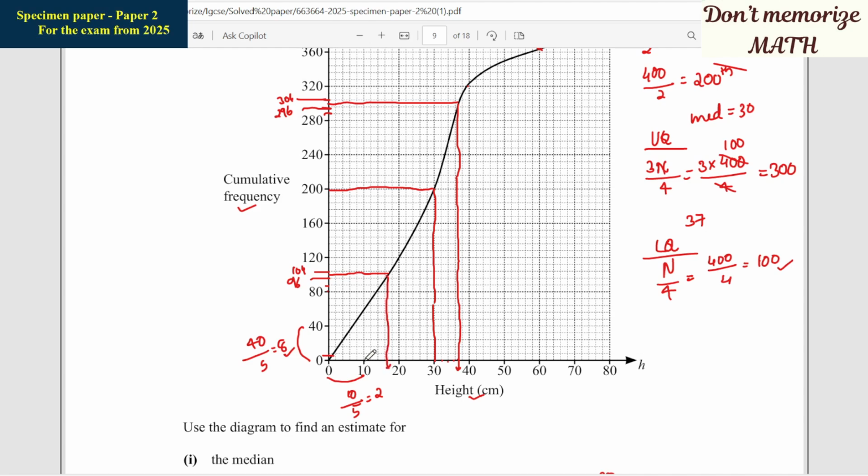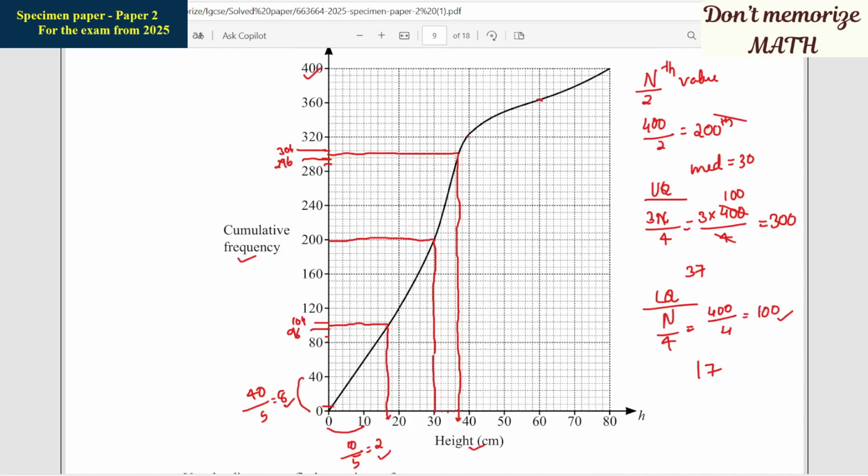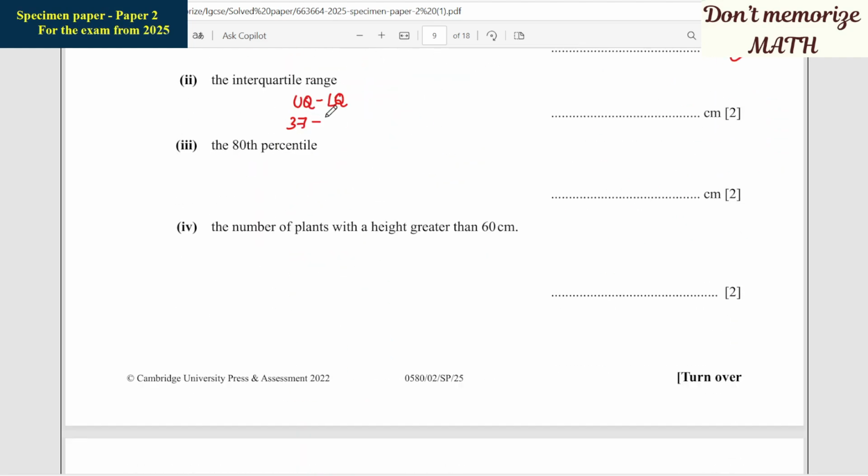Okay, then you have 10. In the x-axis, one line represents 2. So 10, 12, we have 14, 16, but after 16 and before 18, so it is 17. So the lower quartile you will get is 17. So we have 37 minus the lower quartile 17, that is 20. Okay, all the steps you can write here.